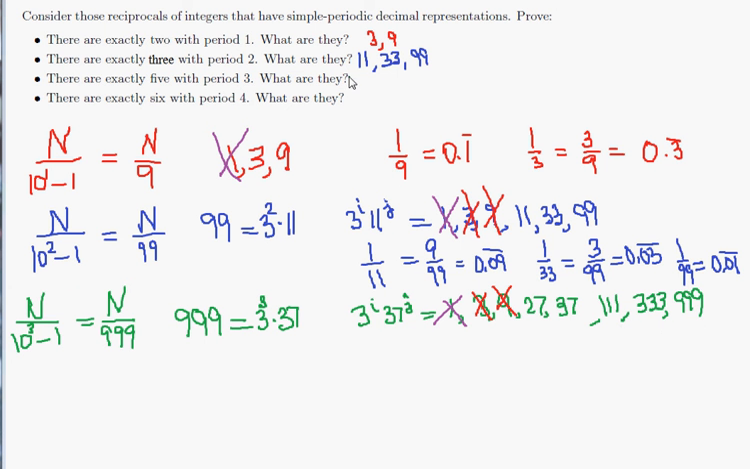So those are the 5 numbers: 27, 37, 111, 333, and 999.